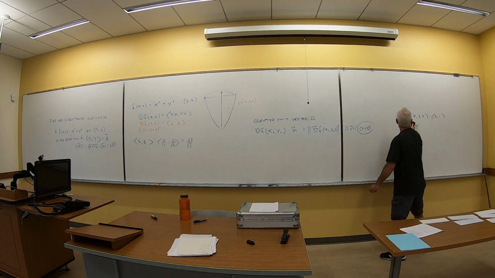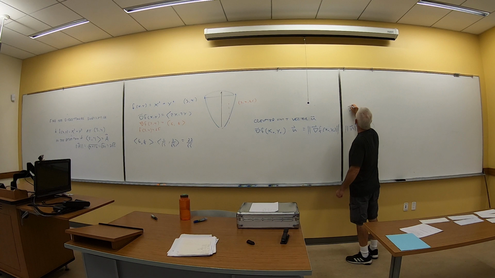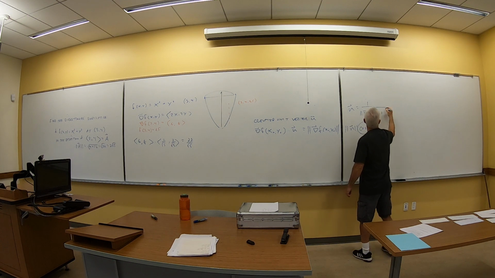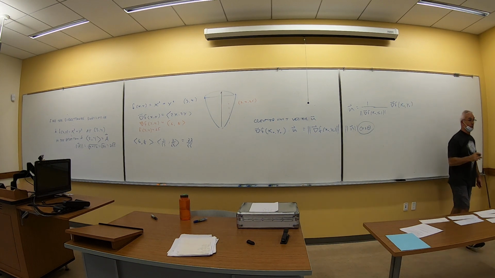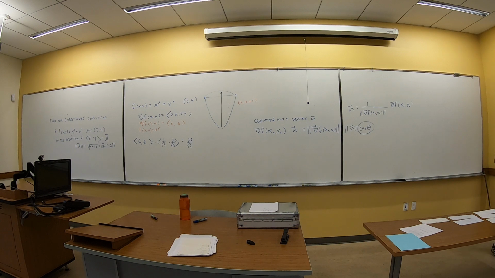So all I have to do is pick u to be this. If I want to maximize my directional derivative, then I'm going to pick u to be the unit vector in the direction of my original gradient.